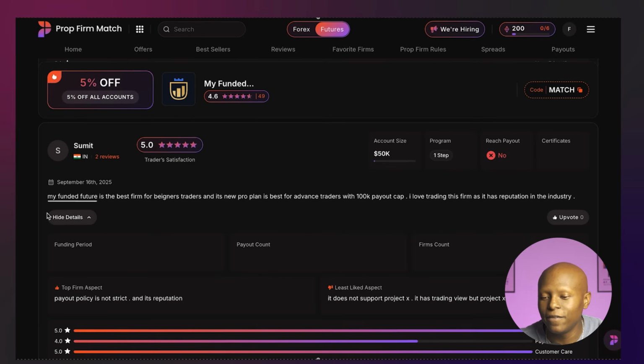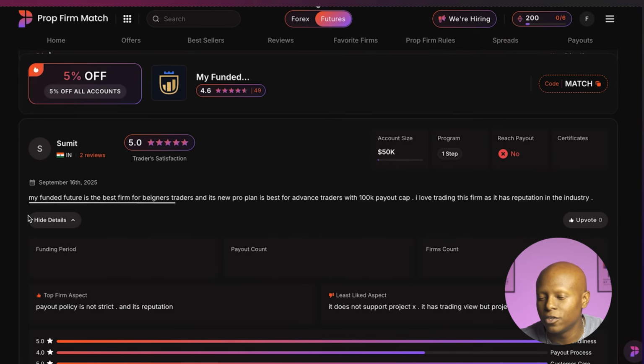Summit says that My Funded Futures is the best firm for beginner traders, and its new pro plan is best for advanced traders with a 100K payout cap. I love trading this firm as it has reputation in the industry.